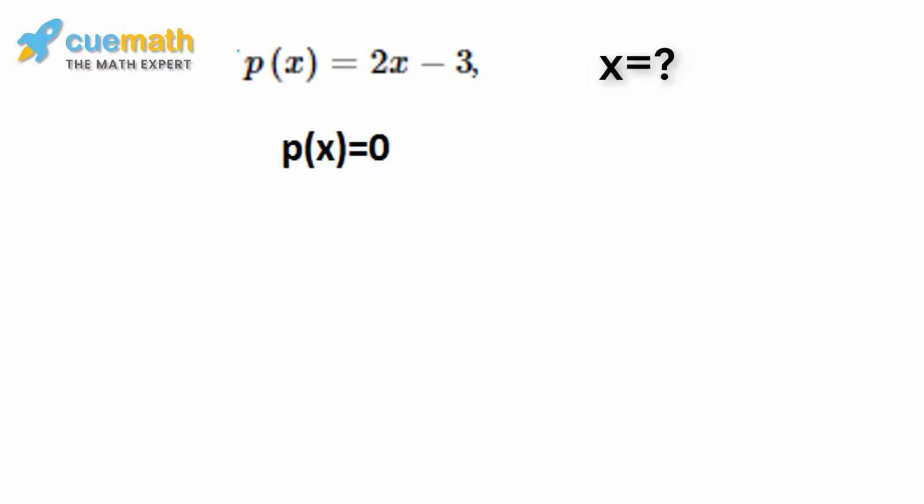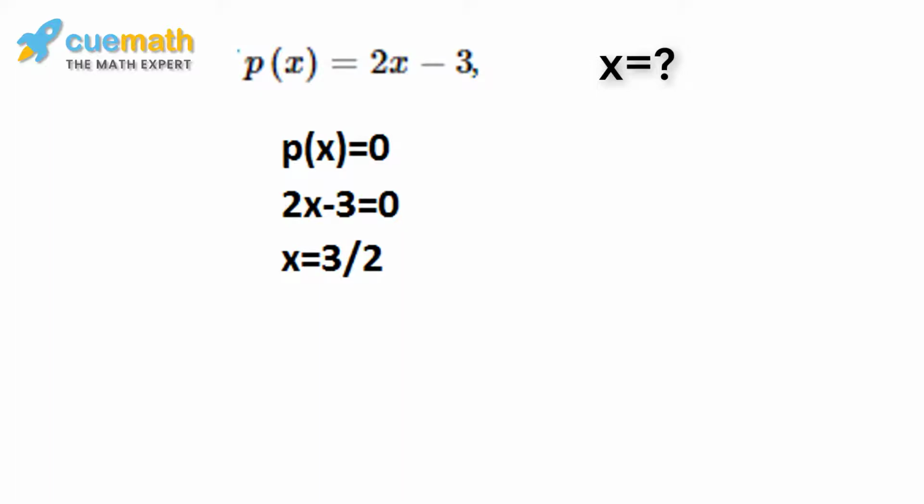So if p of x is equal to 0, in place of p of x, we can substitute the polynomial, which is 2x minus 3. So the equation would be 2x minus 3 equal to 0. If we solve this, rearranging the terms, we are going to get x is equal to 3 over 2. So basically, x is equal to 3 over 2 is that value of the variable for which the polynomial p of x is equal to 2x minus 3.